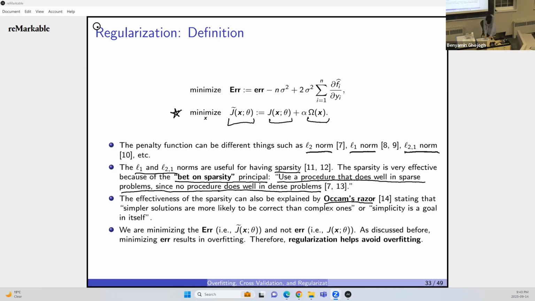So now we are minimizing the J tilde, which is the true error, right? The regularized error, and not the empirical error or J. Again, this is because regularization helps avoid overfitting. Do you agree? Why? Can you understand it? I want to understand the depth of this. Here we are minimizing the true error, and the true error has the overfitting in it. So I'm also minimizing the overfit. Therefore, regularization is useful for us to avoid overfitting.